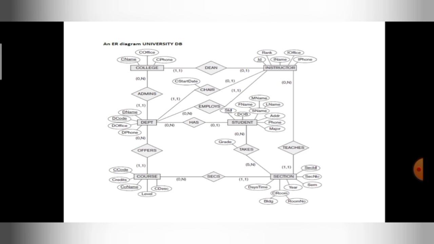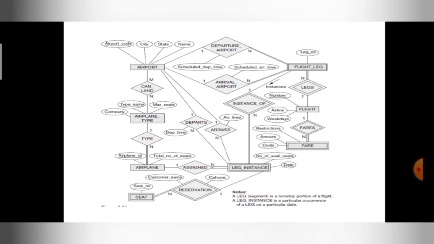Next, I will take up the ER diagram for the airplane database. So you can see what entities I have included here: airport, airplane, right? Flight leg, flight, right? Seat. So these are all the entities I have considered here.